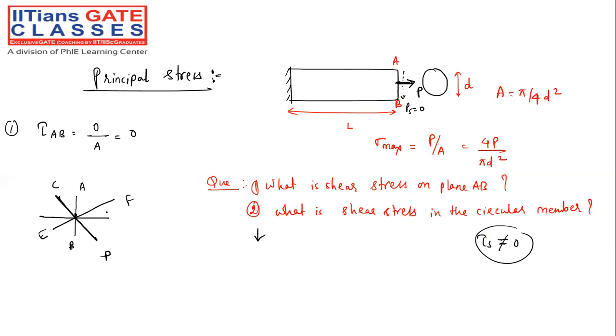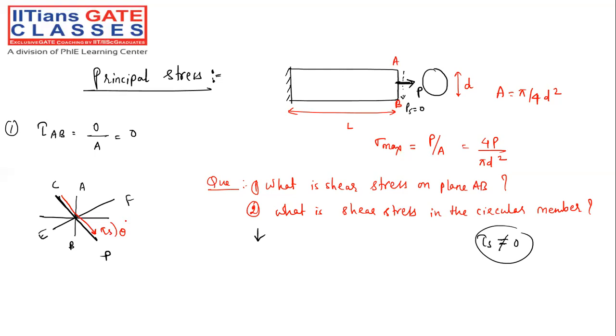So there might be a chance that on plane AB the shear stress is zero, but on some other planes some value of shear stress might be acting. In that scenario, we need to understand that if I want to find the value of the shear stress on a particular plane, for that purpose only we define the principal stress or principal strain chapter, right?